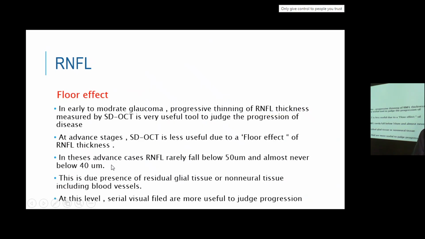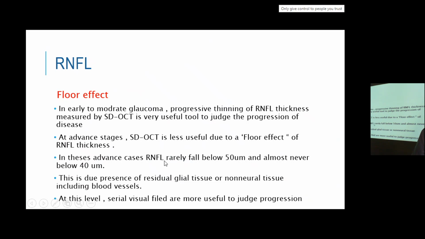So in early and moderate glaucoma, progressive thinning of the retinal nerve fiber layer measured by OCT is a very useful tool to judge the progression of the disease. At advanced stages, OCT is less useful due to the floor effect of the retinal nerve fiber layer thickness.